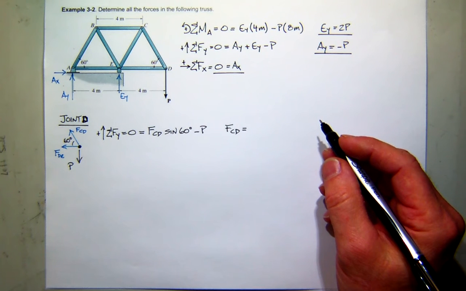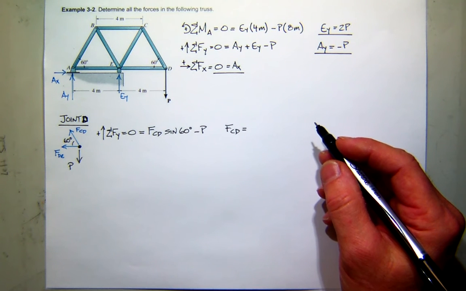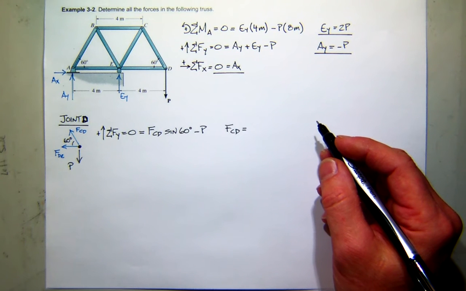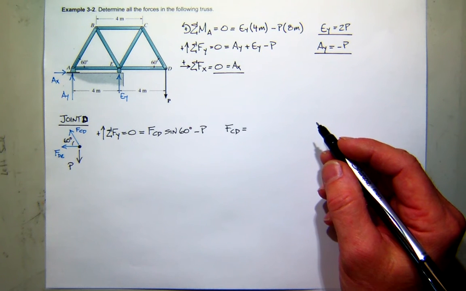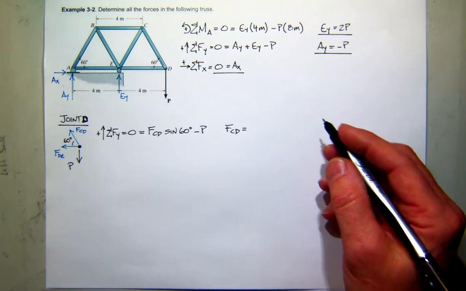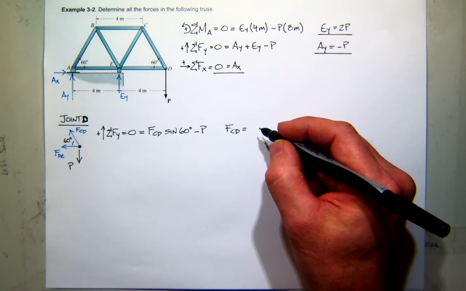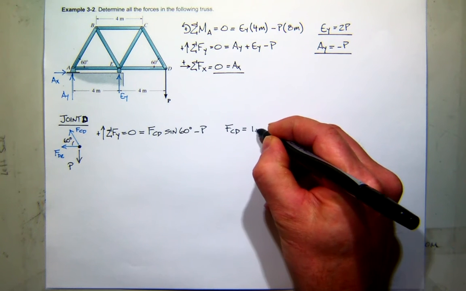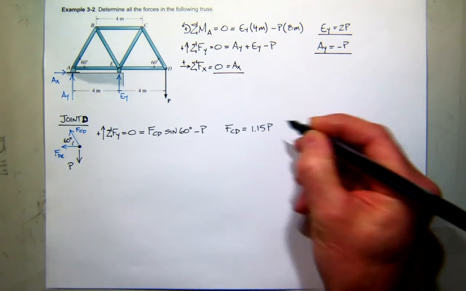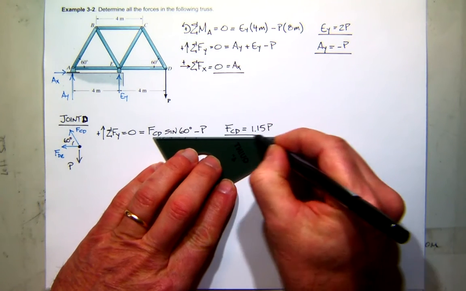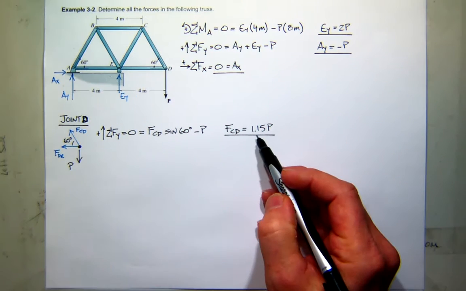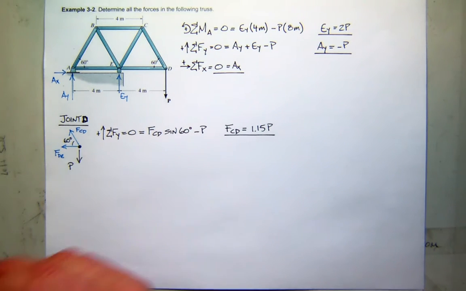What's sine of 60? That's 0.866 or something like that? Yeah. What's 1 over 0.866? 1.15. Anybody else getting that? Yes. 1.15 P. So now I know that since I got a positive result, then CD is actually in tension. Now, before going any farther, does that make sense?